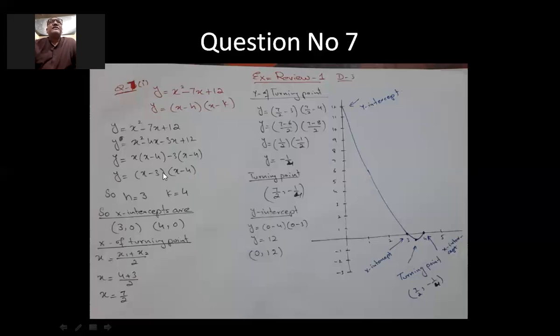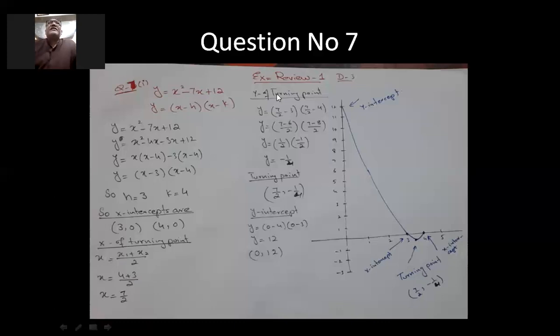So these two are basically the x-intercepts of that graph. We change their signs, okay? So 3 comma 0 and 4 comma 0 will be the x-intercepts. Now, with the help of these x-intercepts, I will find the x of the turning point. The x of the turning point will be x1 plus x2 divided by 2. So we will have 4 plus 3 divided by 2, which is 7 by 2. So the x of the turning point is 7 by 2, which means 3.5.